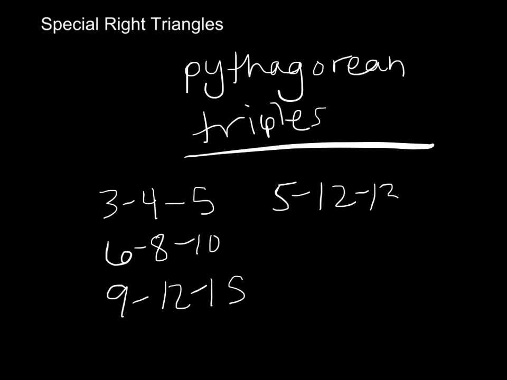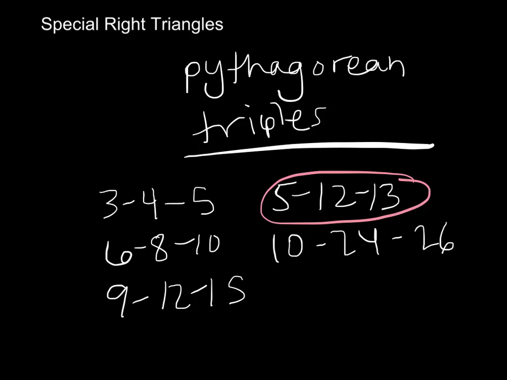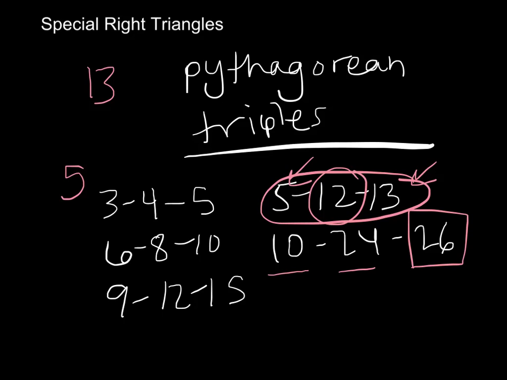So again, we can take those and double them, so it could be 10, 24, 26. So what that means is if I'm given these two values, I know what the third is going to be. If I'm working with my 5, 12, 13, and I'm given that one leg is 5 and the hypotenuse is 13, then I know that the other leg is going to be 12 without doing any work at all. Also, if I was given that a leg was 10 and a leg was 24, I know the hypotenuse is going to be 26.